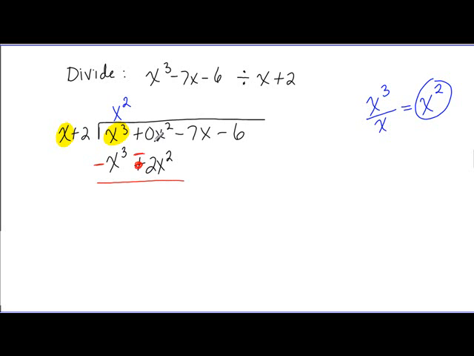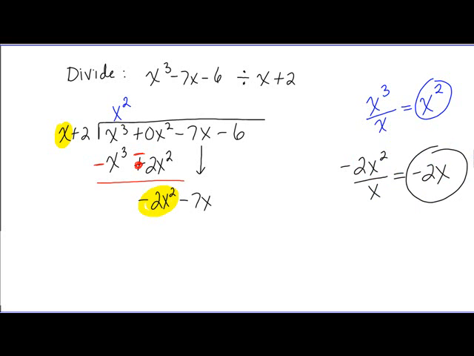So 0x squared minus 2x squared is negative 2x squared. X cubed minus x cubed is 0. Bring down the next term. And you don't necessarily have to draw that little arrow if you don't need to. And now what I'm doing is I'm looking at negative 2x squared, and think about dividing it by x. So negative 2x squared divided by x would be minus 2x, and that is what gets written on the top.